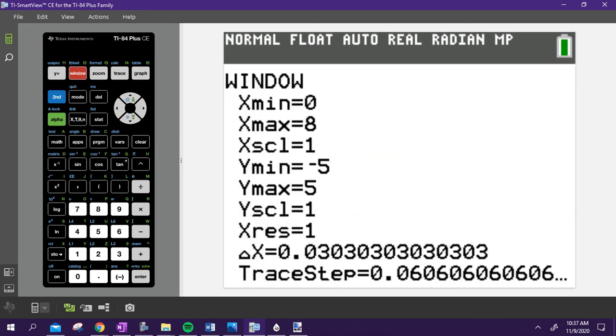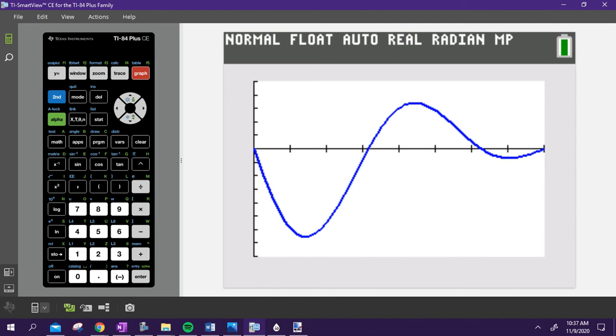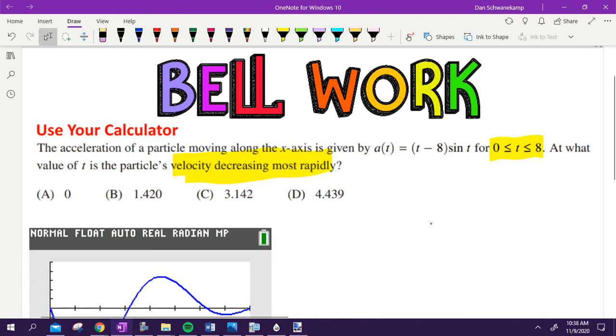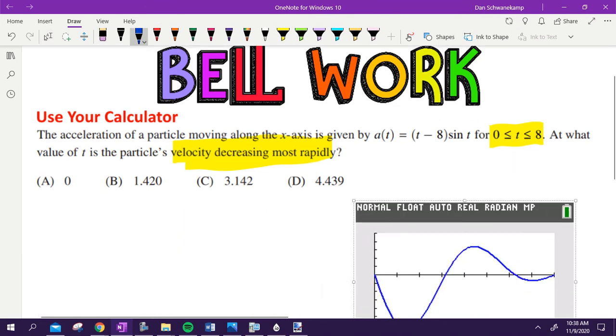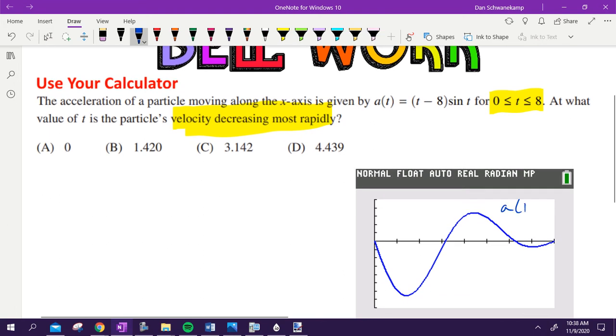Not too bad. I'm going to change my y minimum here a little bit because it's not big enough. Negative 8. Let's graph that again. There's my graph. What is this a graph of? This is a graph of acceleration. Okay? This is a graph of acceleration. The question is, what value of t is the particle's velocity decreasing most rapidly? Any thoughts on what that means?